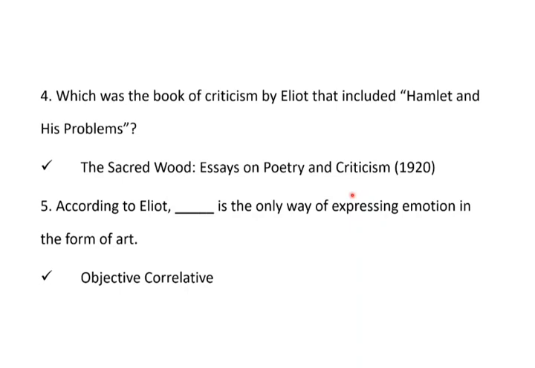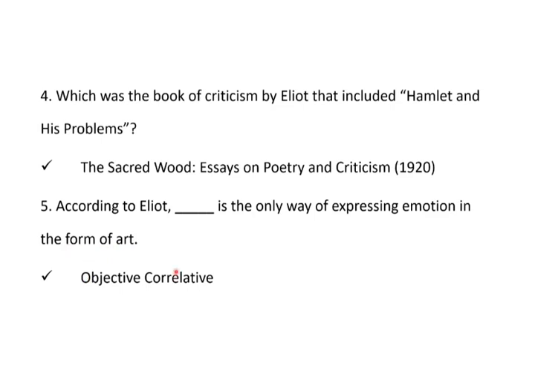Fifth question. According to Eliot, dash is the only way of expressing emotion in the form of art. Here comes the most important question. According to Eliot, dash is the only way of expressing. Expressing is our keyword. Expressing emotion in the form of art. That is another keyword. The answer is objective correlative.